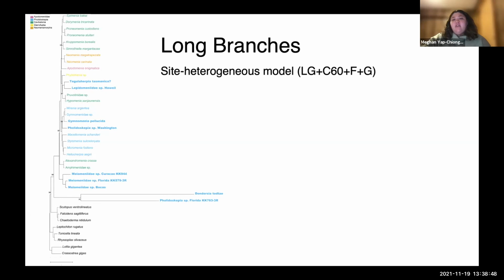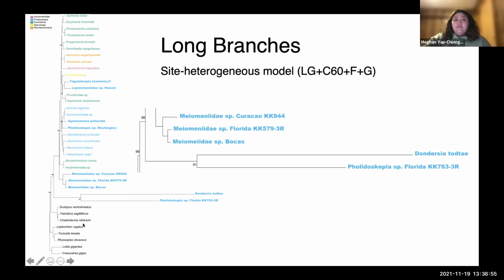We also ran another analysis using the site heterogeneous model, which is known to combat long branch attraction. And we did recover the same topology of the tree with just slightly less support, but that is good evidence that this is a real relationship and just not grouped together because of high rates of sequence evolution.